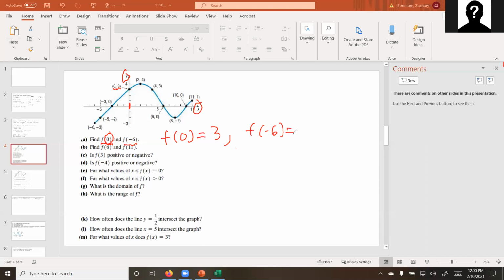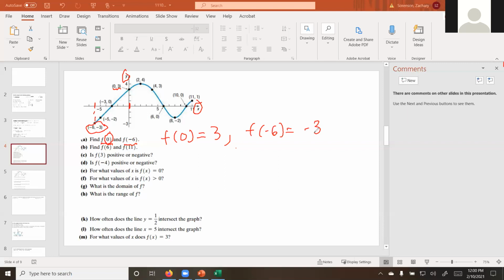Zero. Or is it -3? -3, yes. So again, we come to -6 on the x-axis, trace down to my graph. It's right here. Ooh, that's a bad negative sign. Nothing too terrifying. Everyone good so far?